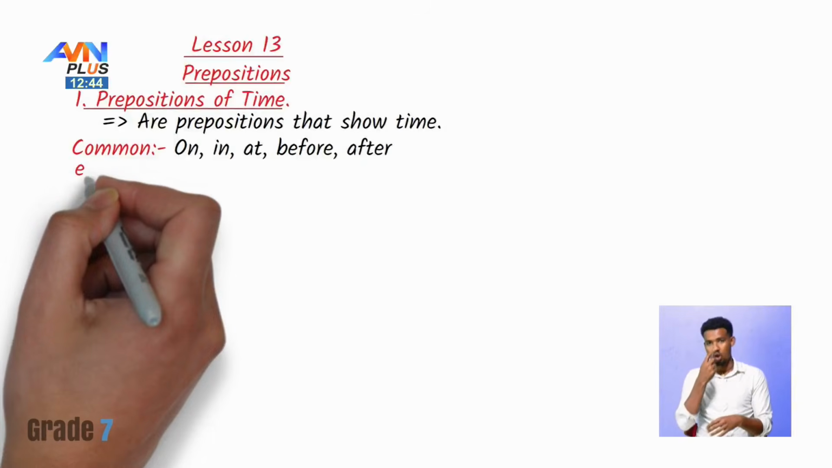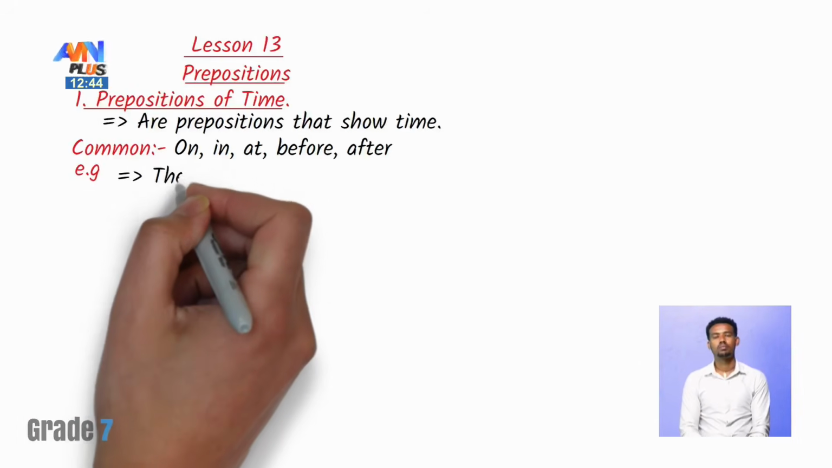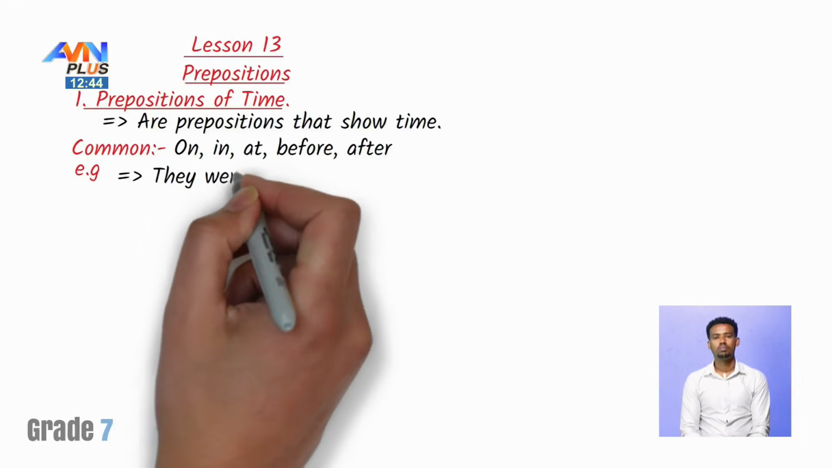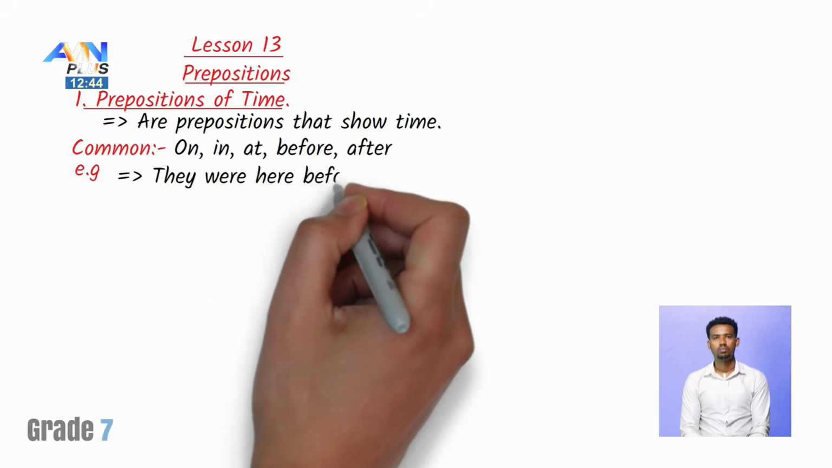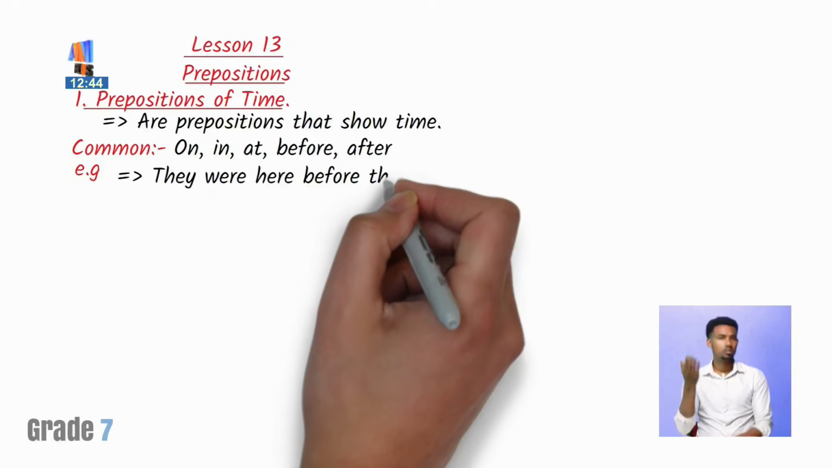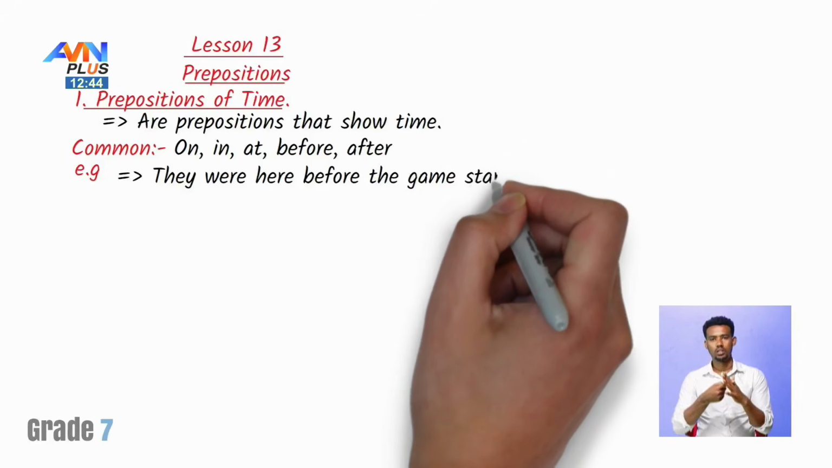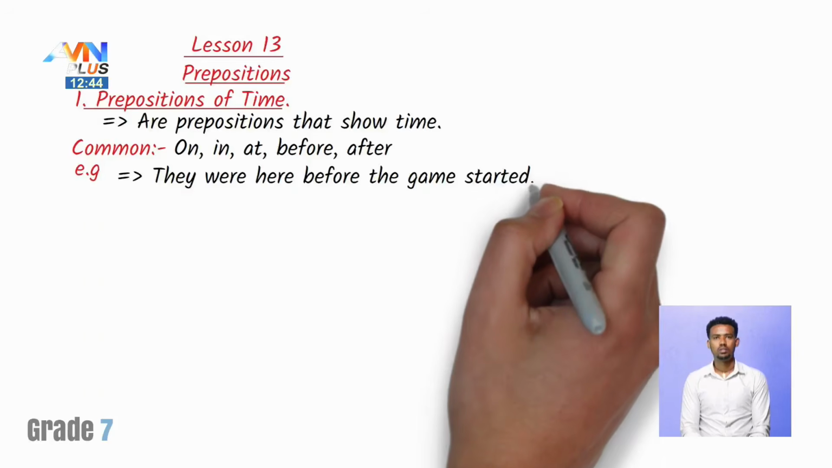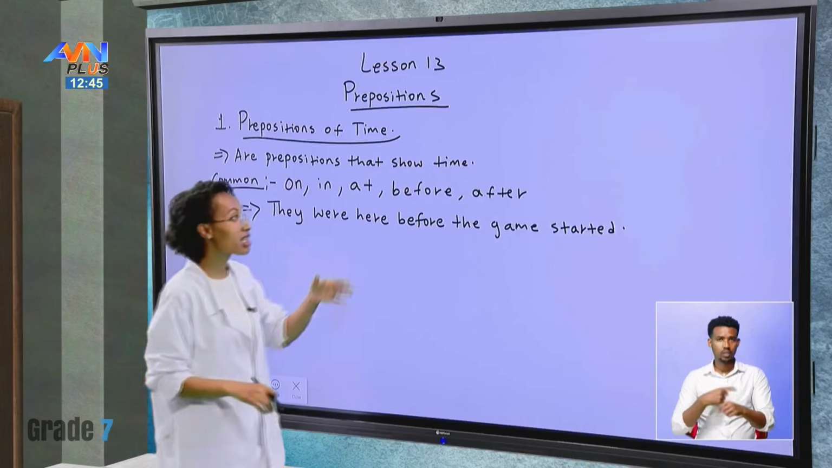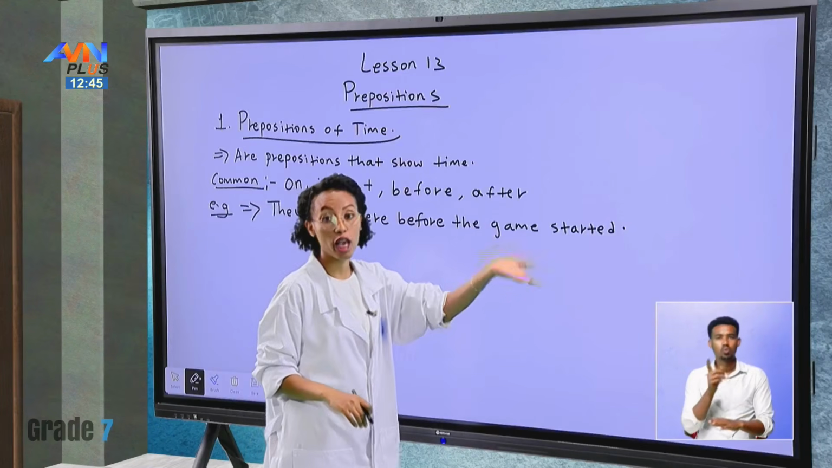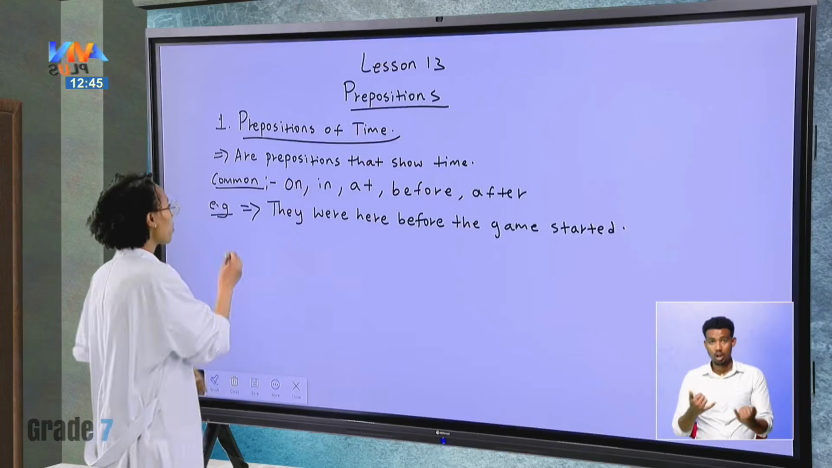For example, they were here before the game started. So, before is showing us what? Preposition of time. It is indicating time. Before, what happened? The game started. So that means the game has already started. So it's showing us time.